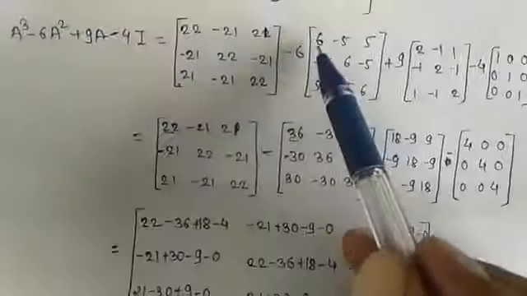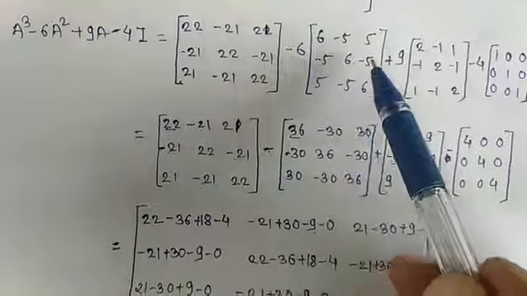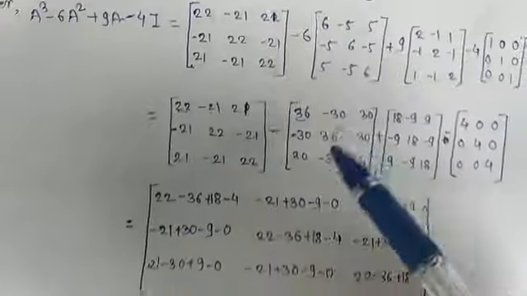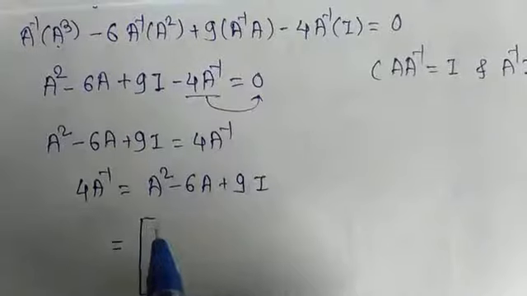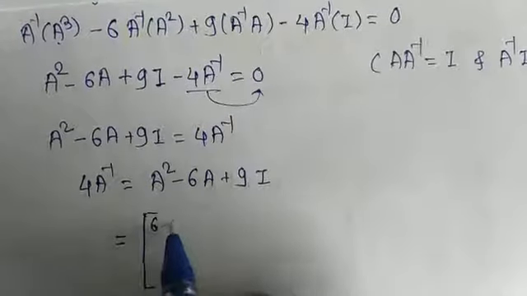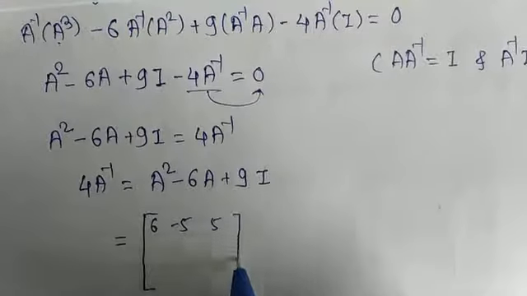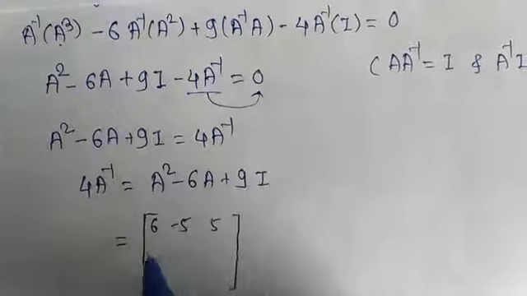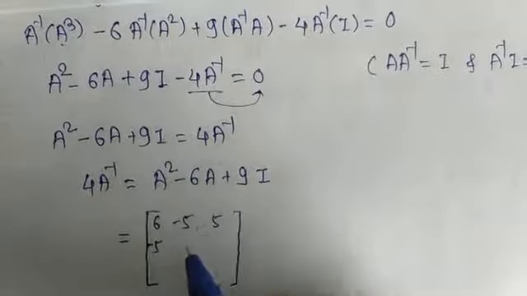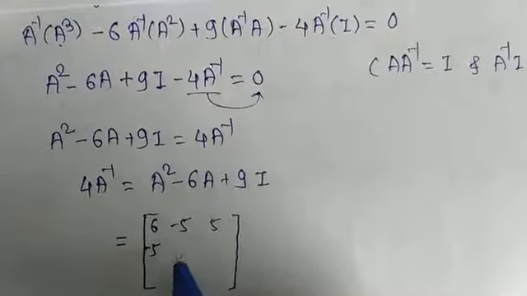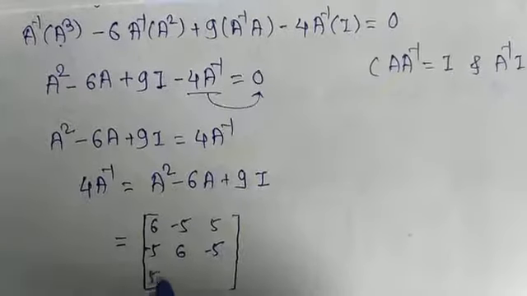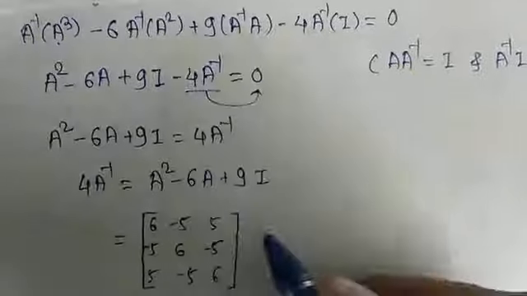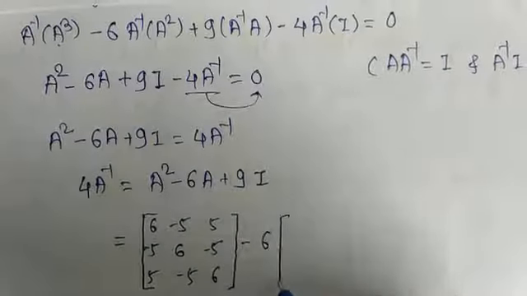It is 6 minus 5 5, minus 5 6 minus 5, 5 minus 5 6, which is our A square. So we write here A square as 6 minus 5 5, minus 5 6 minus 5, 5 minus 5 6, which we have calculated in the above example. It is not necessary to do the calculation again.